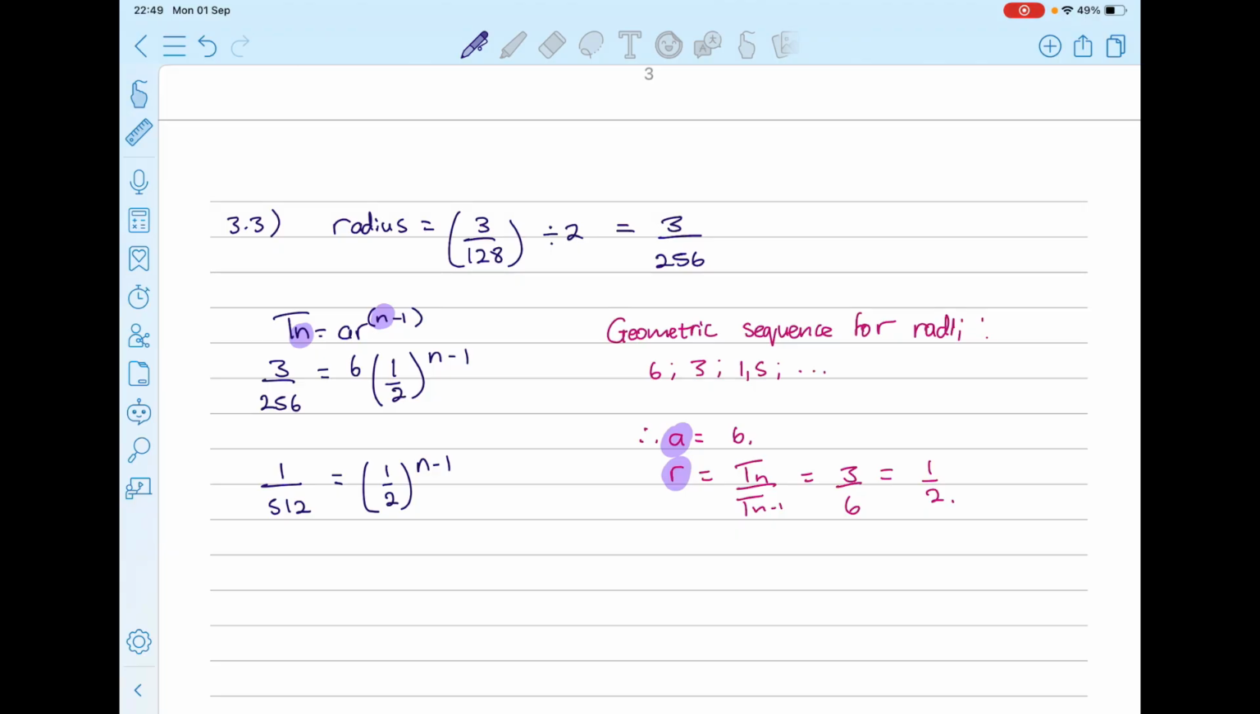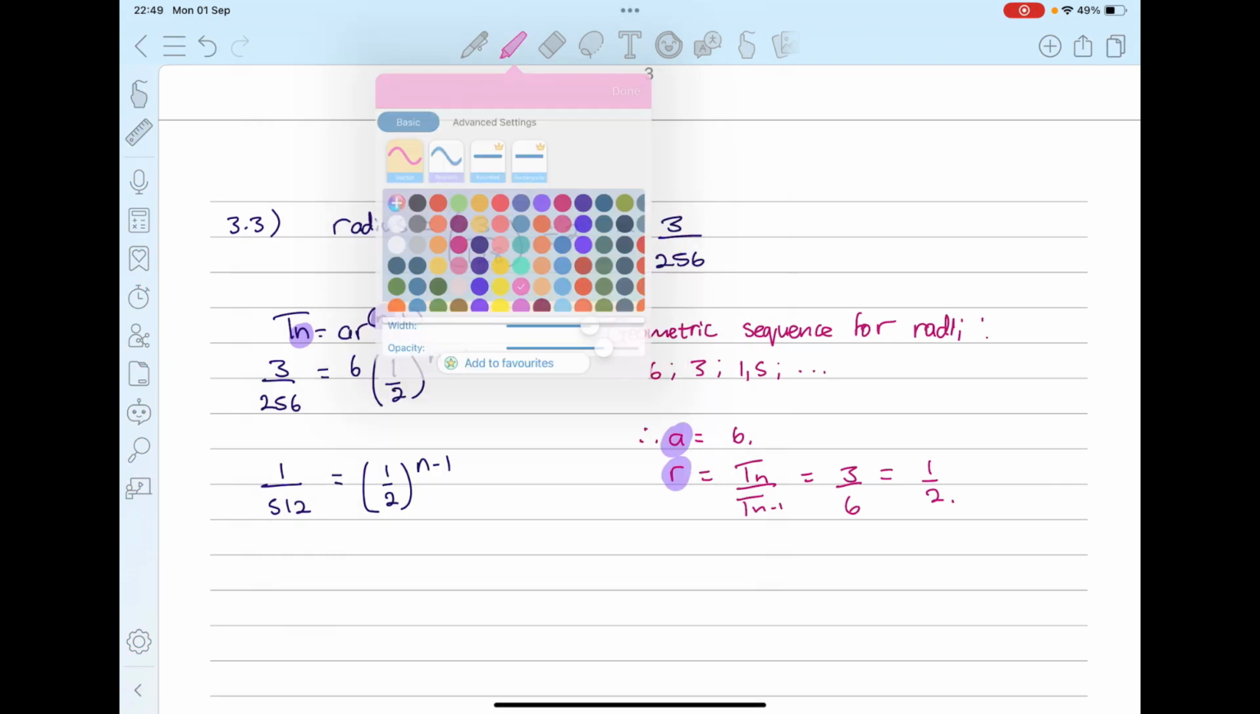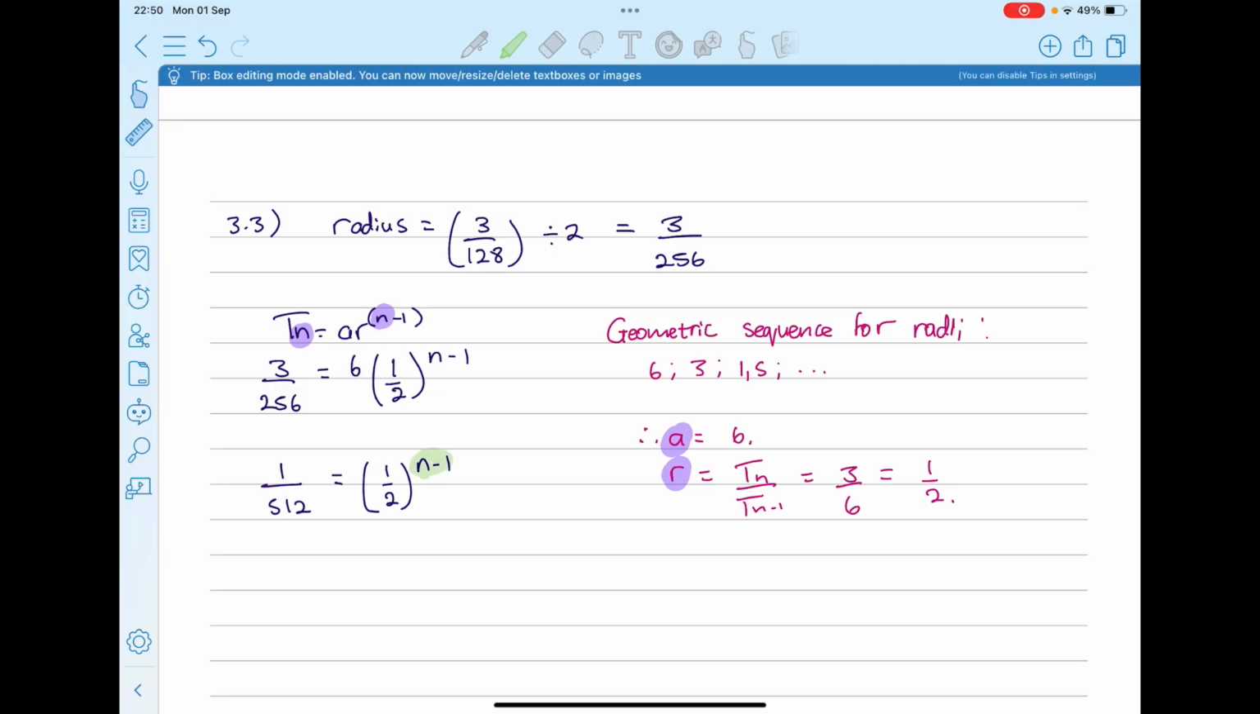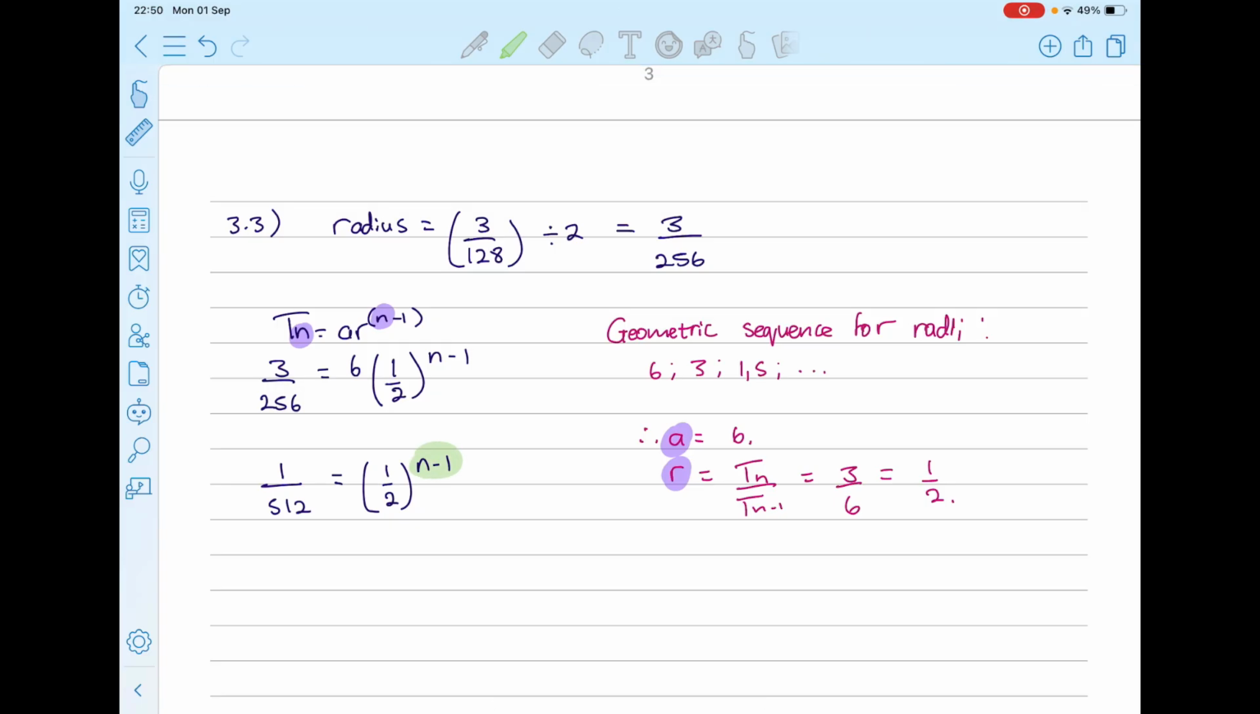Now, when you reach this point, there are two methods to go about it. You can either solve it using exponents, try to get the same bases, or alternatively, you can apply logs. Because we are preparing for exams, this is a good opportunity for us to apply logs. You know when to apply logs if your unknown is in the exponent. We're trying to solve for n, which is in the exponent, so that means we need to use logs.